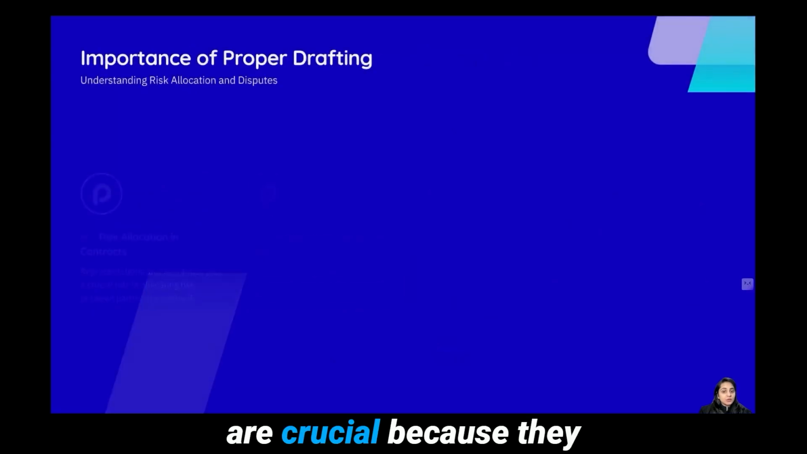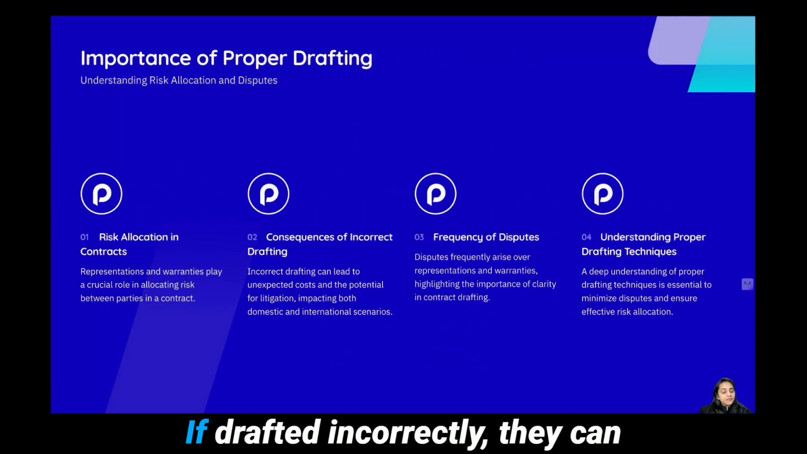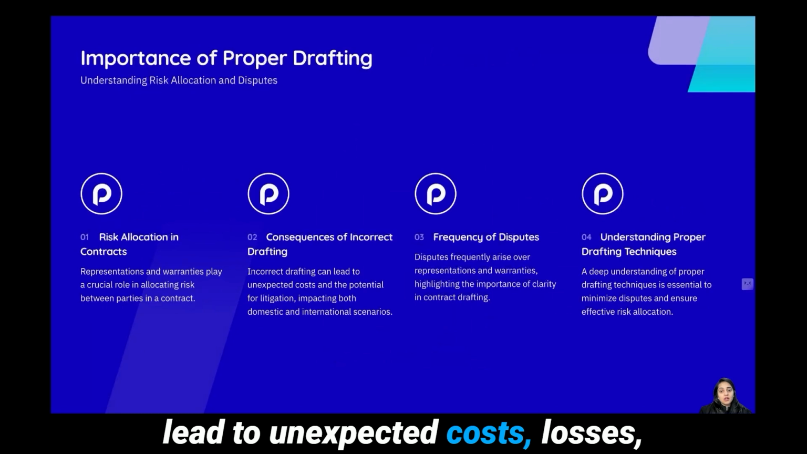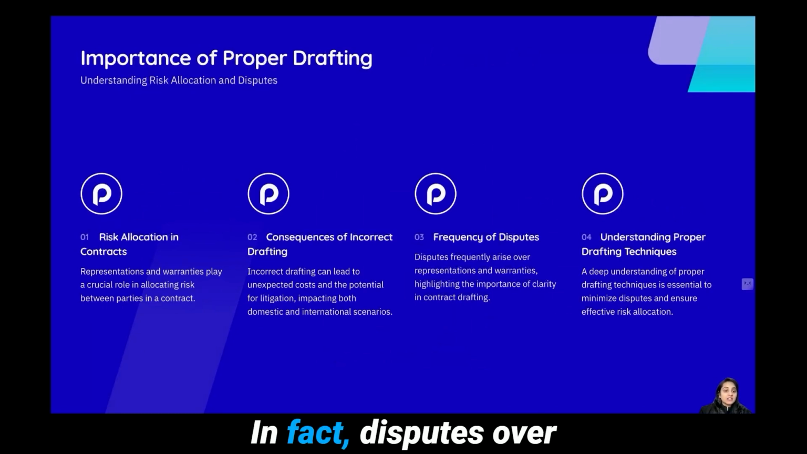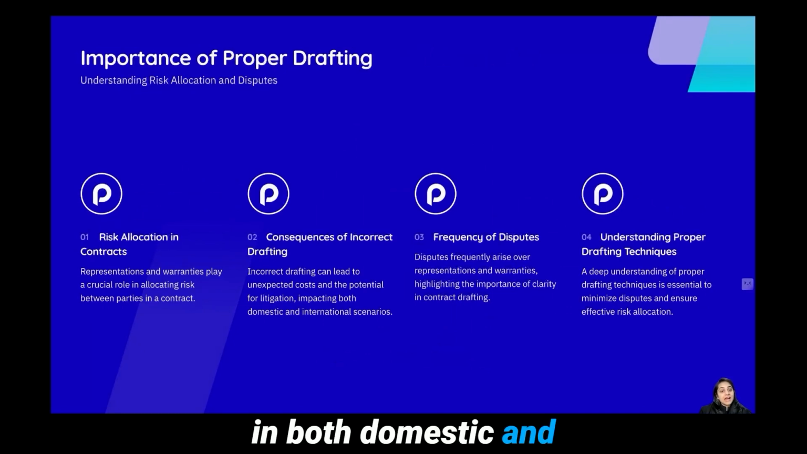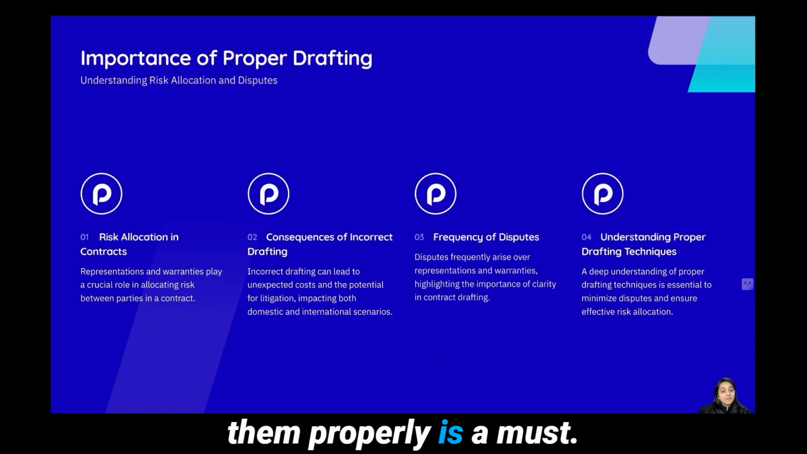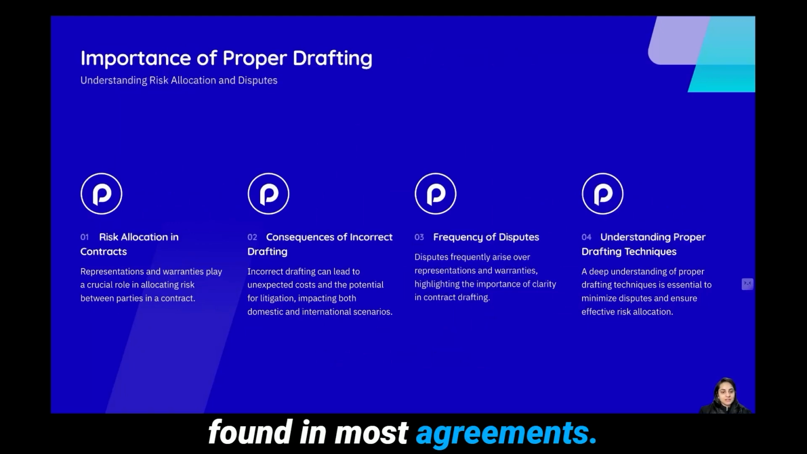Representations and warranties are crucial because they allocate risk between parties. If drafted incorrectly, they can lead to unexpected costs, losses, or even litigation worth millions. In fact, disputes over these clauses are common in both domestic and international contracts. So, knowing how to draft them properly is a must. Let's explore the standard representations and warranties found in most agreements.